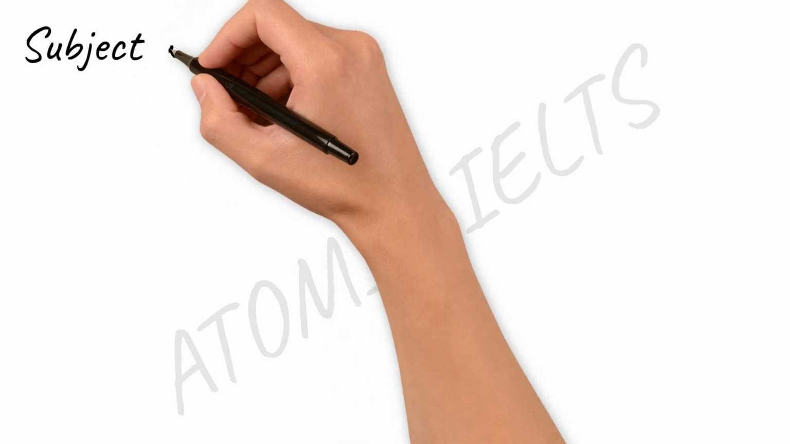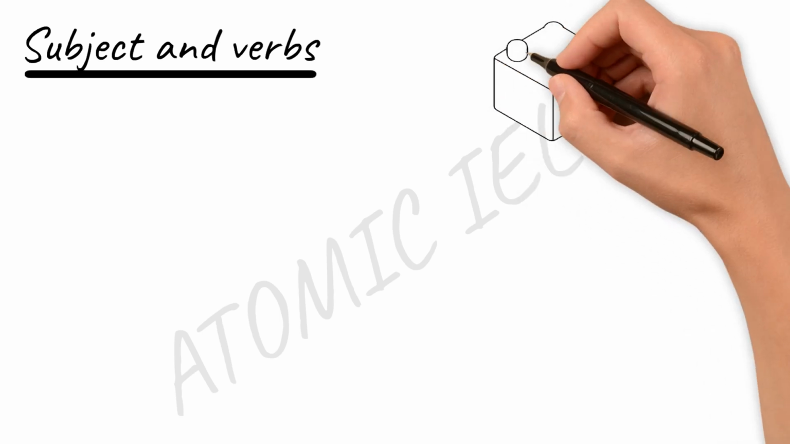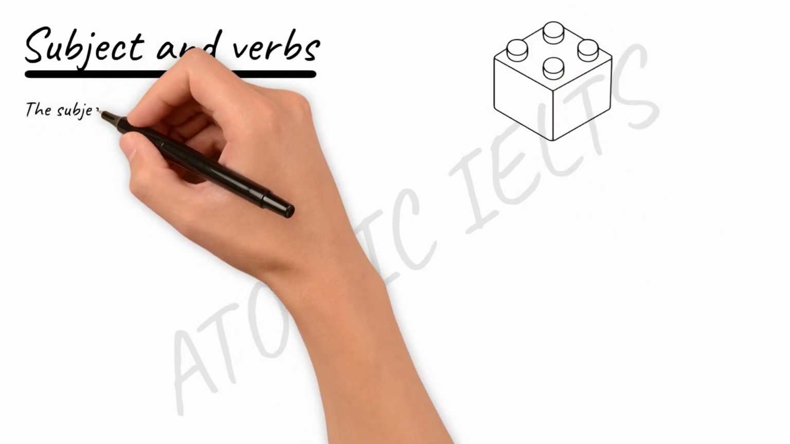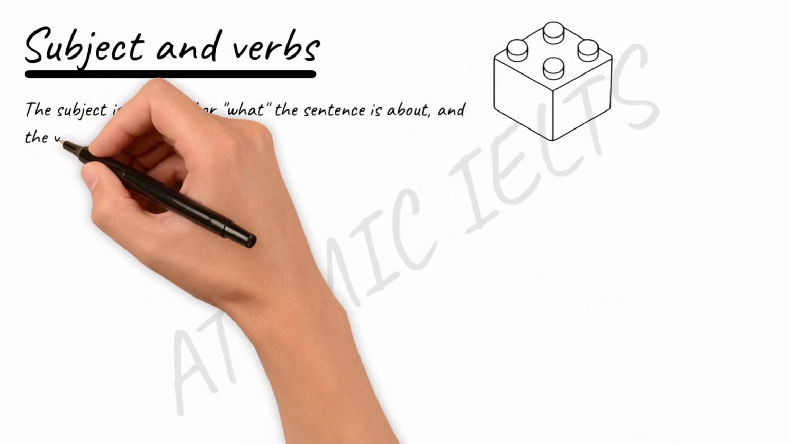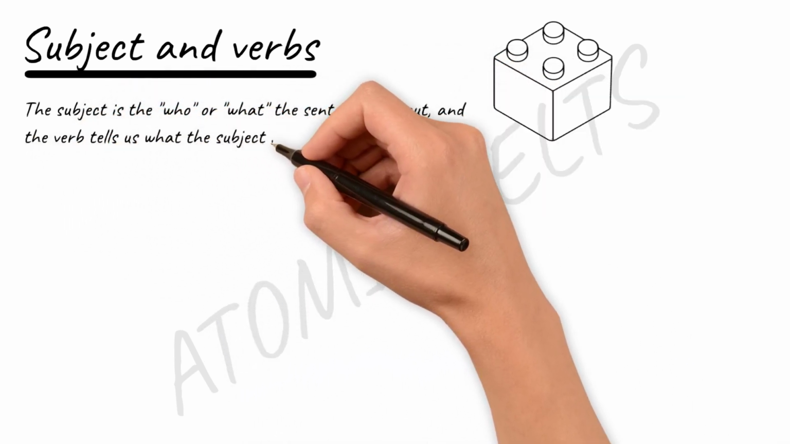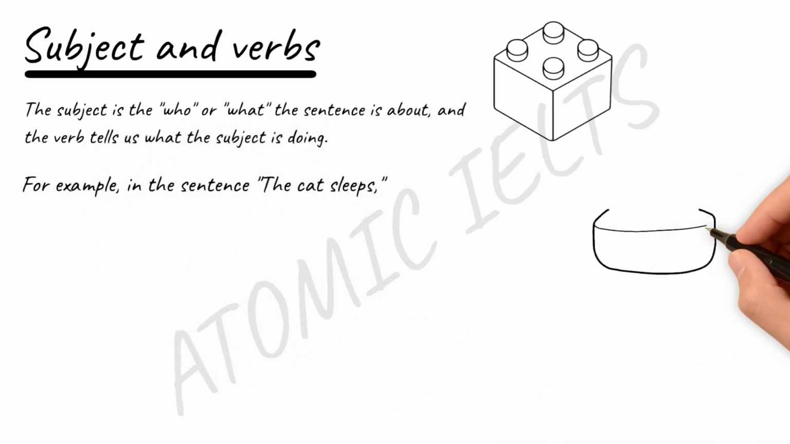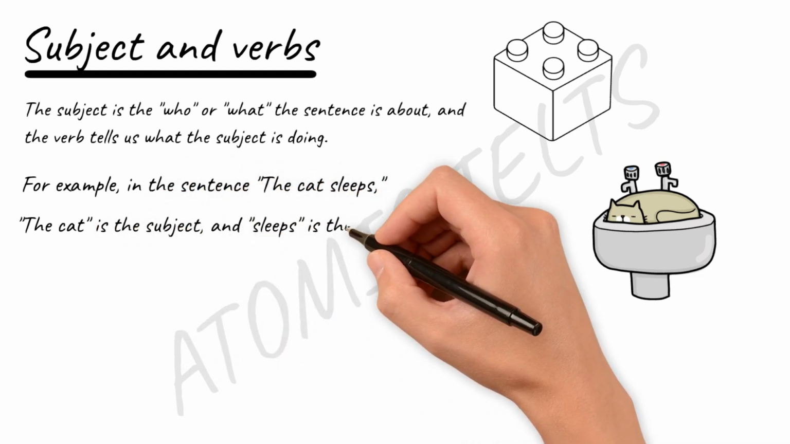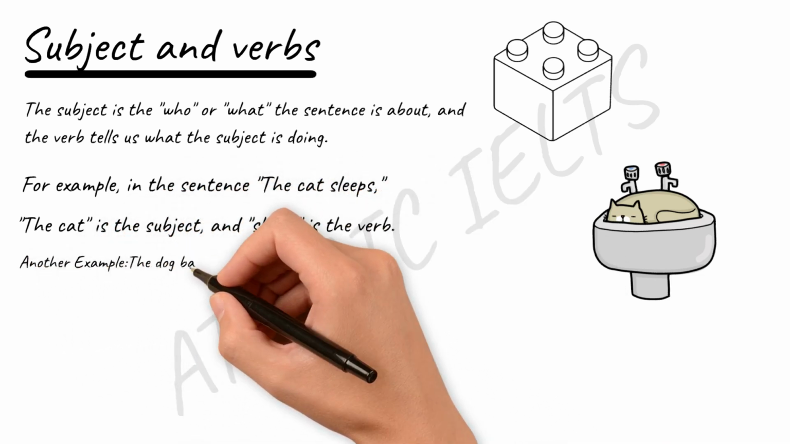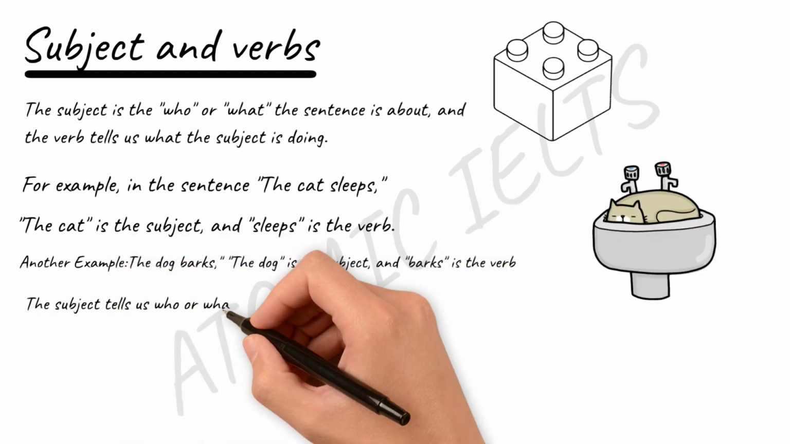In order to have a good grasp on the essay as a whole, let's examine its constituent parts in more detail now. Let's begin with subjects and verbs. Think of the subject and verb as the foundation of your house. Just like you need a strong base to build a house, every sentence needs a subject and a verb. The subject is the who or what the sentence is about, and the verb tells us what the subject is doing. Let us understand this with a simple example.